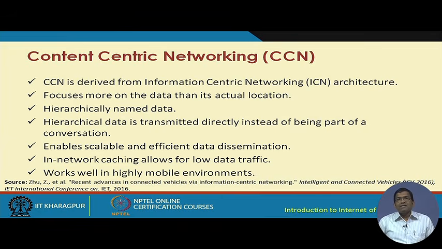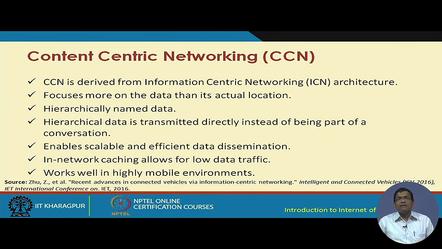So, hierarchical data is transmitted directly instead of being part of a conversation. The conversation would be the entire thing, this dot this dot this dot this. This is how the hierarchical data is organized. If I need to get access to a particular part of that hierarchical data, I do not need to access the entire conversation, I can simply pick up that particular part. So, it enables scalable and efficient data dissemination.